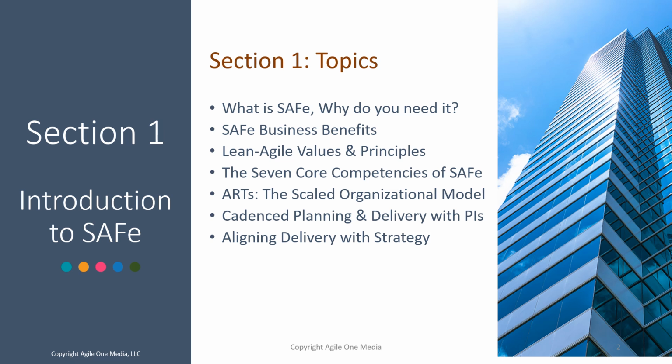We'll then review the 7 core competencies that make up the framework and how they collectively position the framework as a solution for the broader challenge of business agility. We'll look at SAFe's model for the scale delivery organization, known as the Agile Release Train, or ART, which is designed to focus the organization on value creation.